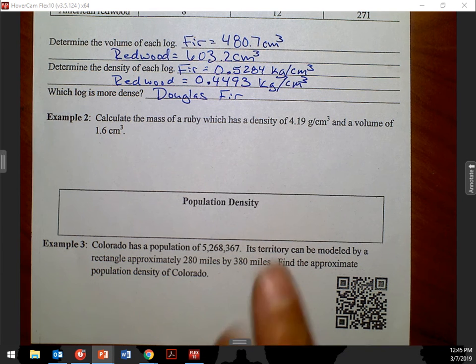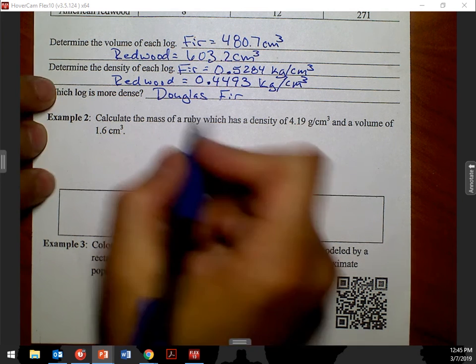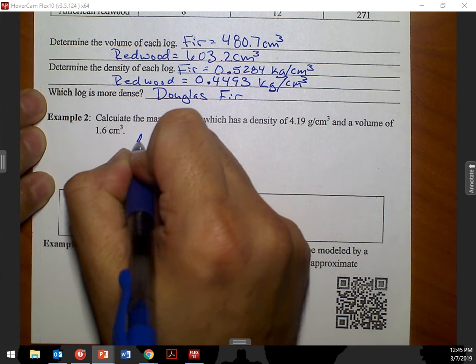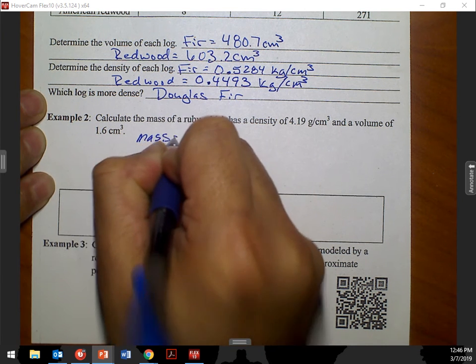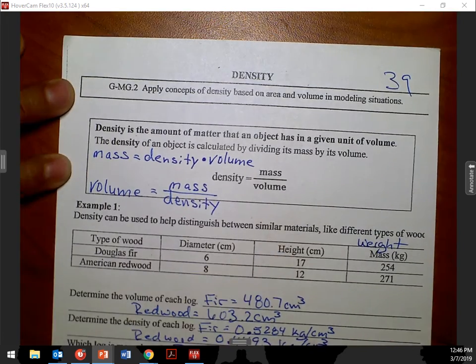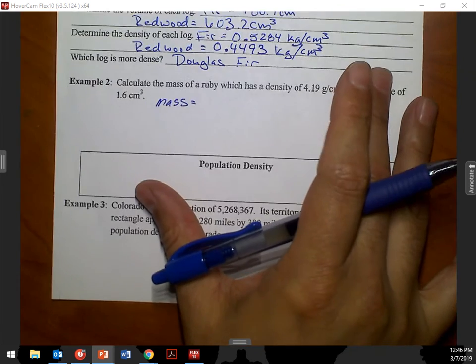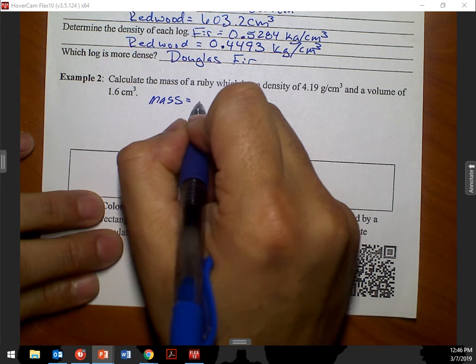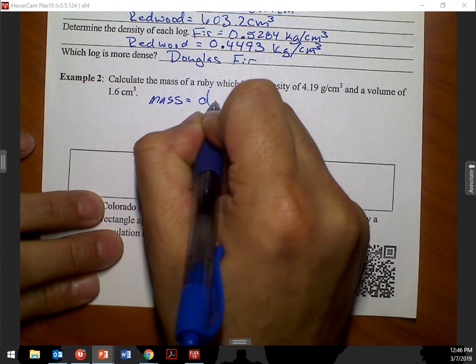Okay, so what am I looking for? The mass, or the weight? I'm looking for the mass, right? Yep. So if I go up to the top and I say, hey, mass is supposed to be equal to what? Density times volume. So I'm going to write that out. So mass is equal to density times volume, D times V.